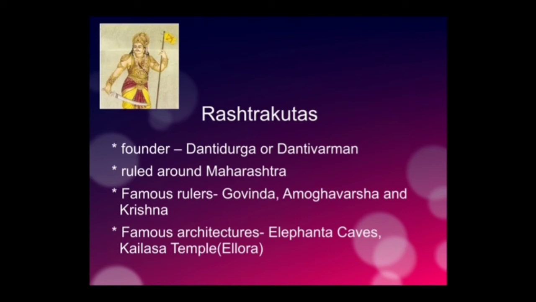This dynasty is famous for its great warriors and administrators. The other famous kings of the Rashtrakuta dynasty were Govinda, Amoghavarsha and Krishna III. In the north, the Rashtrakutas fought against the Gurjara-Pratiharas, and they also came in conflict with the Pallavas of Kanchipuram. And students, the Rashtrakutas were very tolerant rulers. They were great patrons of art, architecture and literature.